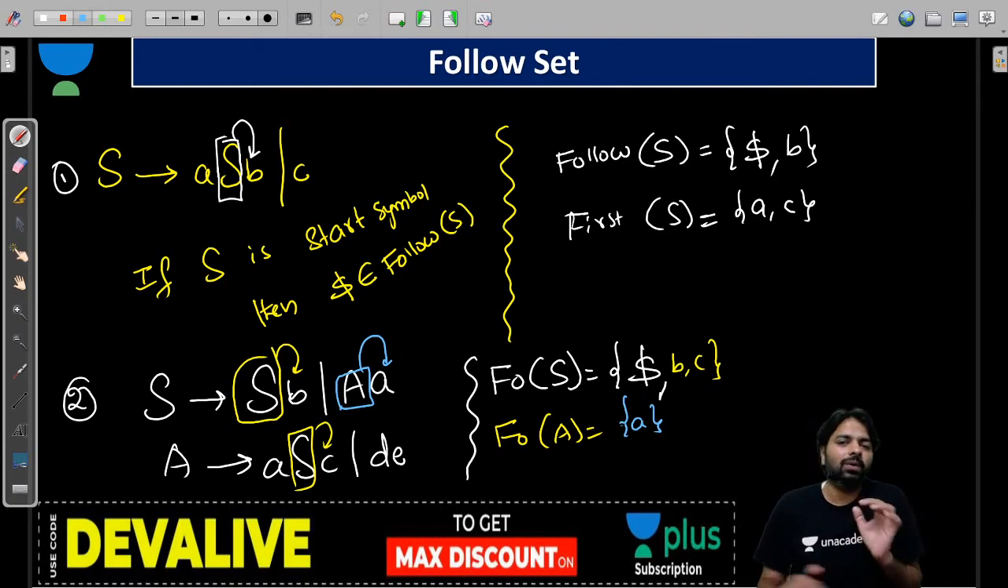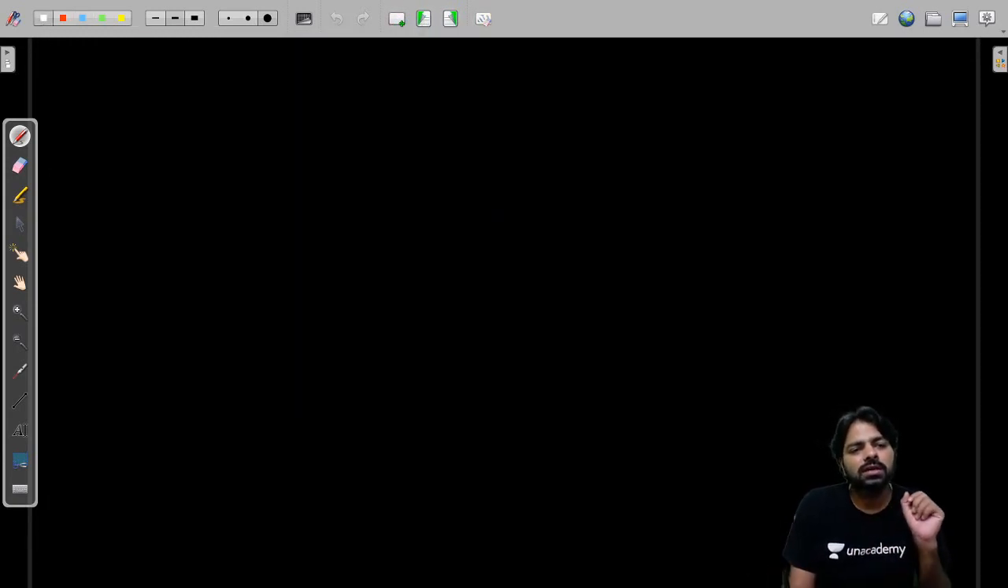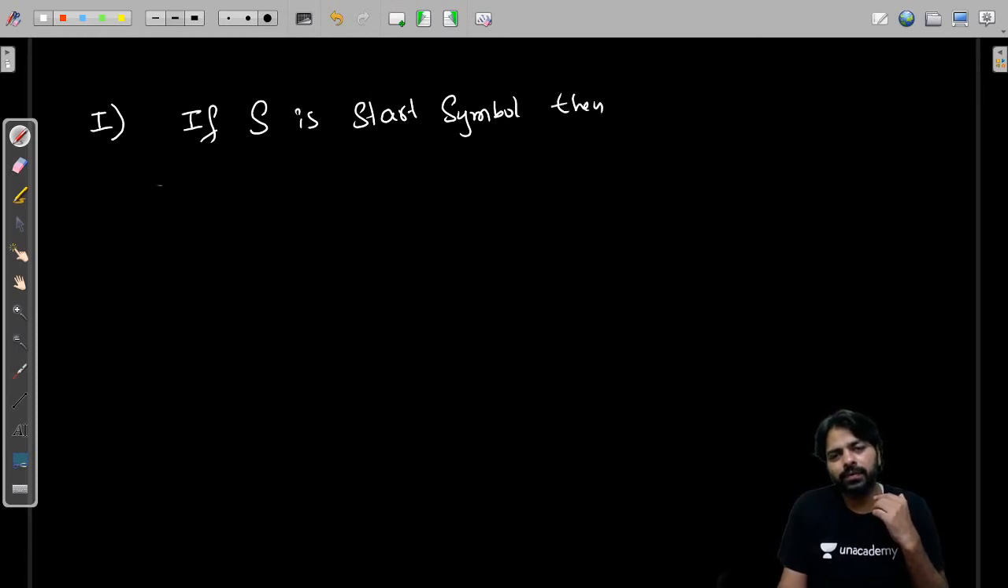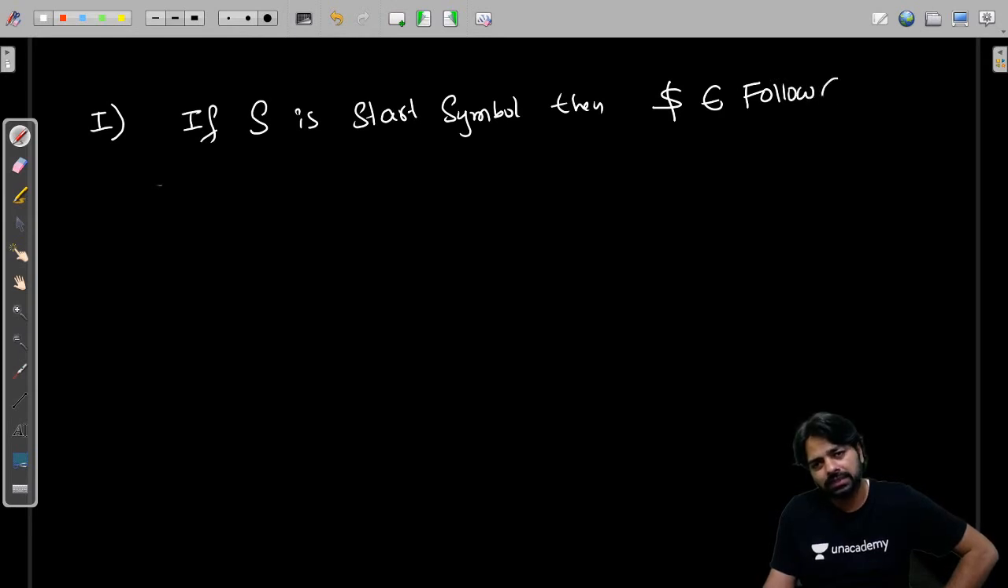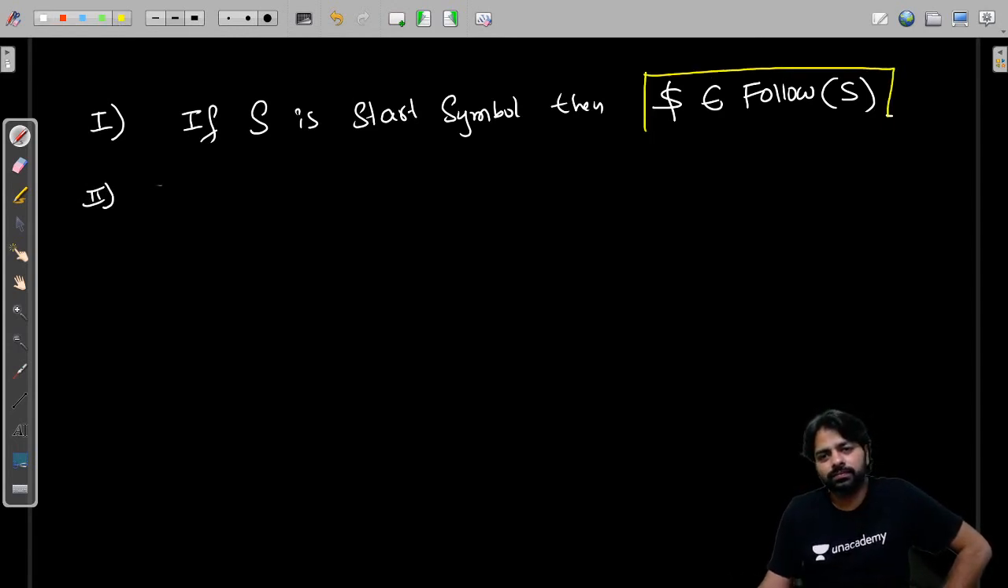So this is how we compute the follow of S and A. Now let's look at some rules before practicing examples. First one: if S is the start symbol, do not forget this note, then keep dollar in follow of S. Other symbols may be there, but dollar must. Second, remember this note.